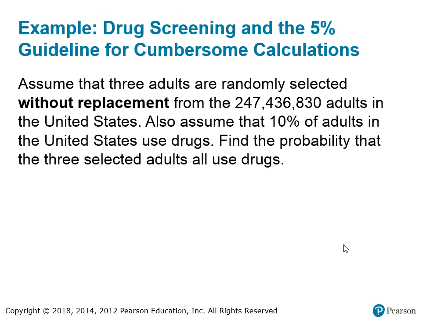So if we are choosing 3 adults randomly selected without replacement from 247,436,830 adults, we are assuming that 10% of them do drugs. Find the probability that the 3 selected all use drugs. Without replacement means we're keeping the person out, and so it'd be a little bit hard to do this one with just the fact of the 10%. So let's check and see if we can use the rule of 5%.